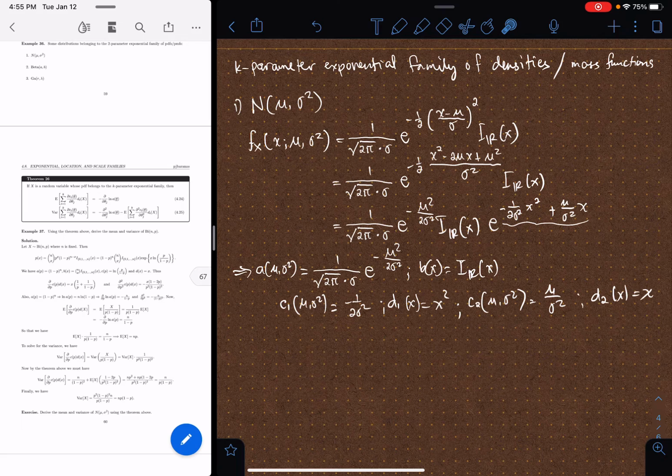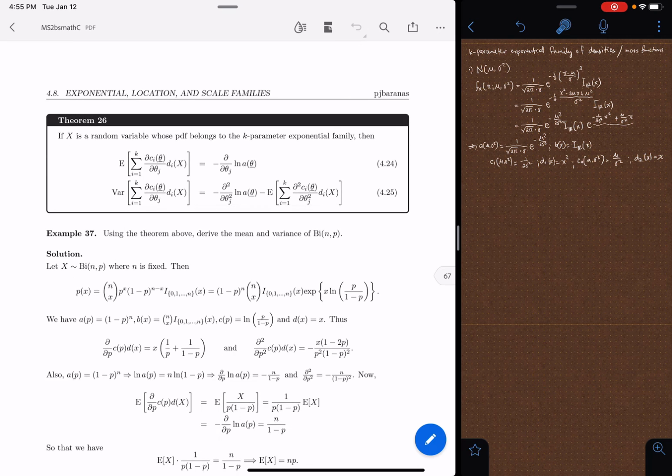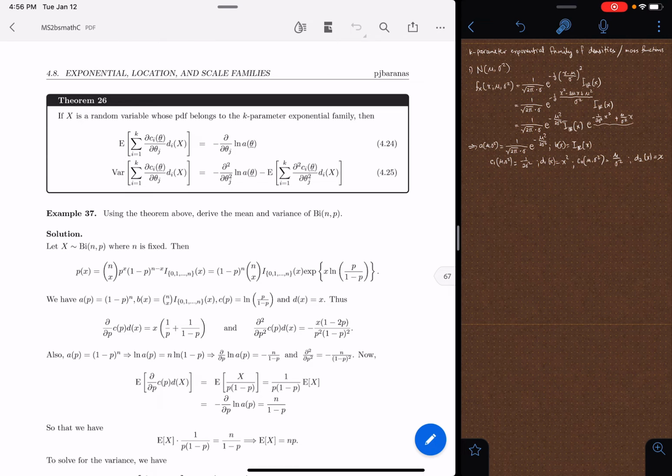Okay, so proceed tayo dito sa Theorem 26. Lakihan ko lang itong screen natin. Ano ba itong Theorem 26? So, if X is a random variable whose PDF belongs to the k-parameter exponential family, then the expected value of the sum from 1 to k of the partial derivatives with respect to each parameter theta j of c_i times d_i of X is just equal to the negative of the partial derivative with respect to theta j of the ln of a of theta.